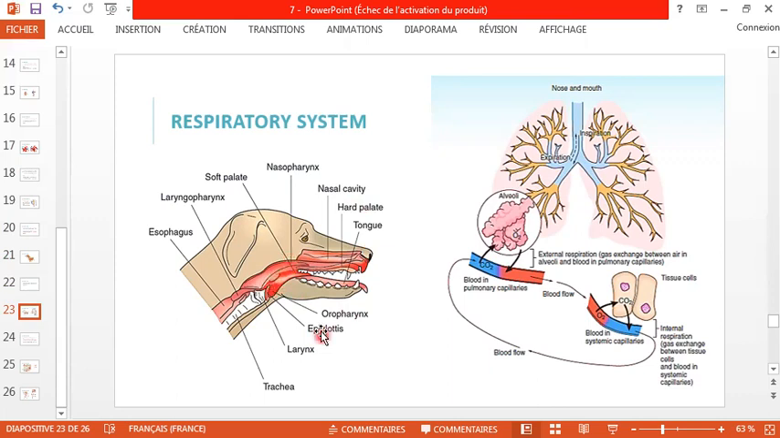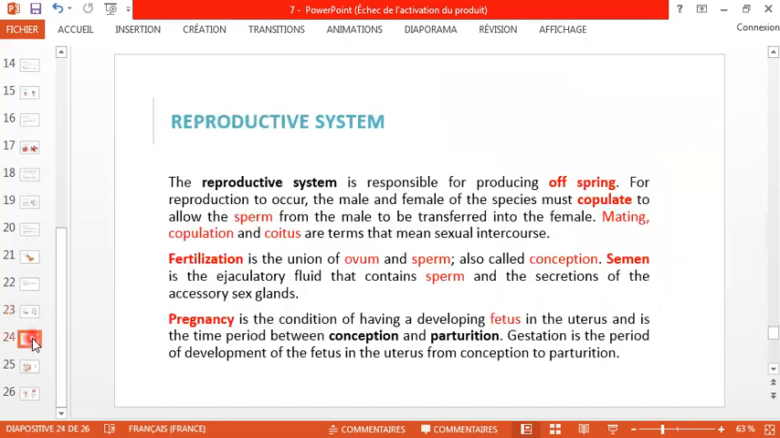I want just to say something about the epiglottis. In French it is l'épiglotte, and it is a piece of cartilaginous tissue which, when we swallow, is depressed to cover the windpipe, the trachea, so that food does not enter the respiratory tract and instead flows from the pharynx to the esophagus. Here you have a gas exchange, the internal respiration. We finish with the respiratory system and move directly to the reproductive system.